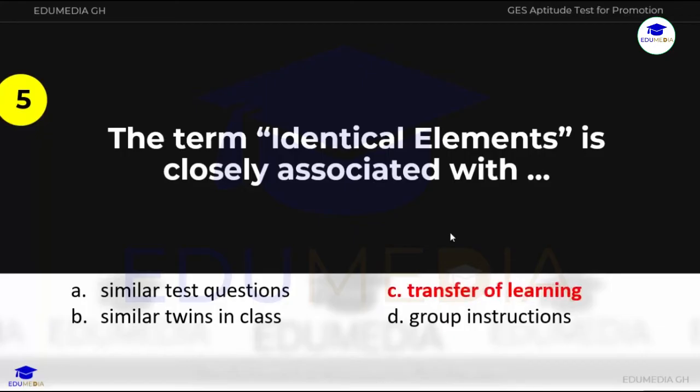Transfer of learning. The identical element theory of Thorndike and Woodward helps in explaining this phenomenon of transfer. They claim that the transfer of learning from one task to another task would occur when both tasks shared some kind of common identical element.